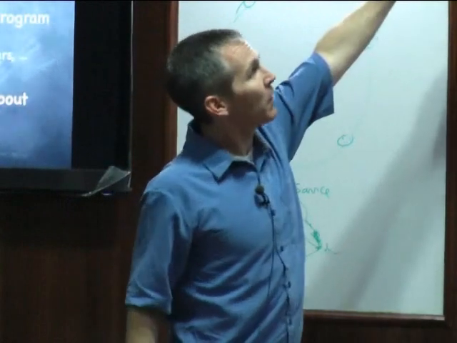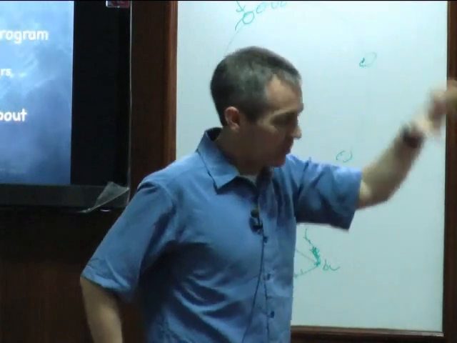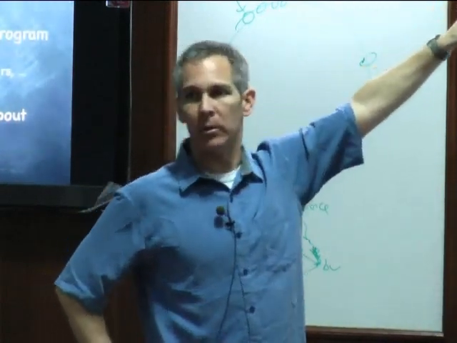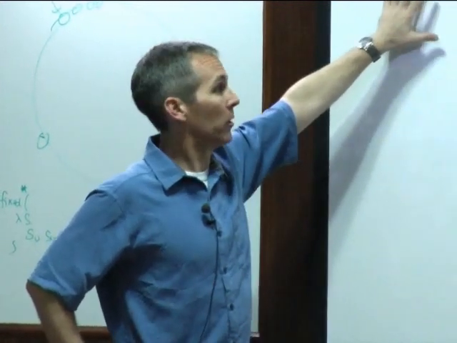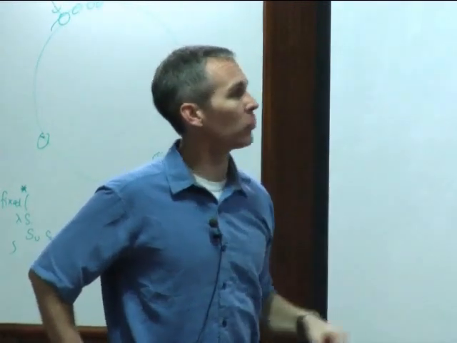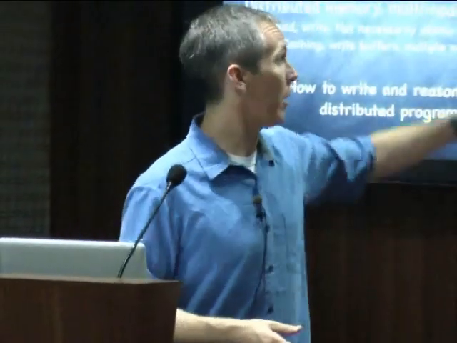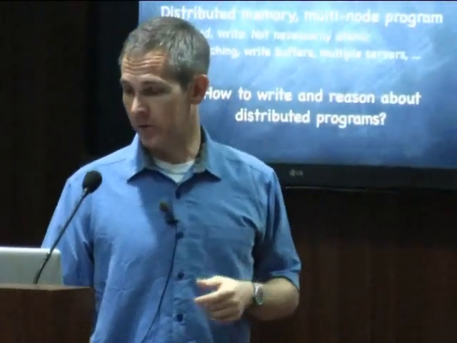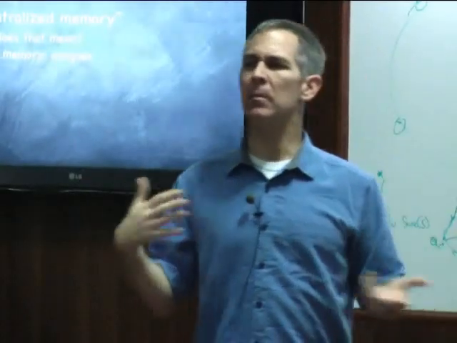And so if it was difficult to reason about programs on a centralized machine where these operations were atomic, it seems like we're doomed in this environment where things are much less certain. And so how are we going to write and reason about distributed programs where things have just gotten harder in these ways? And so what's the right answer, right? We can agree that NFS is wrong. We could say centralized memory, but what does that actually mean? And in fact, today, centralized memory is not like centralized memory. It's complicated in its own right.